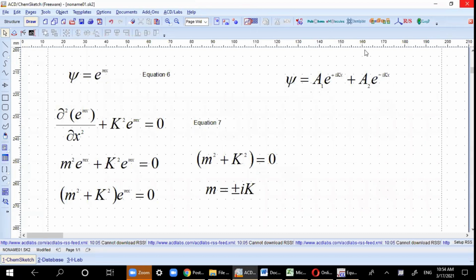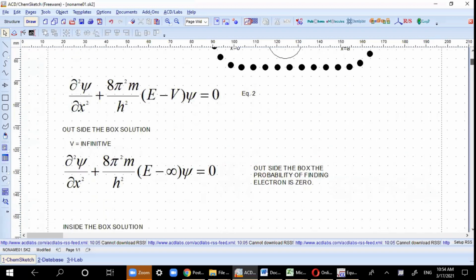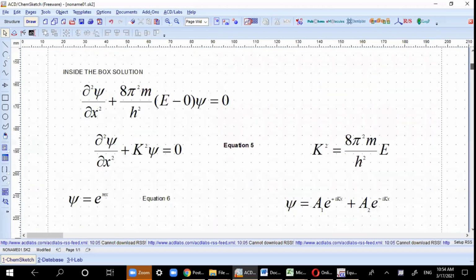So now if you are having any doubts, please let me know. Is it okay up to this point? Yes, sir. Inside the box we have, outside the box we are having a solution for the psi.